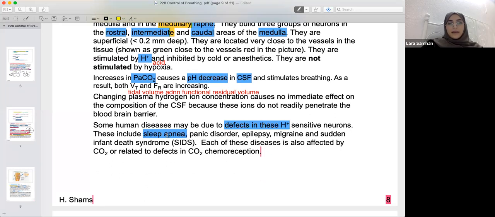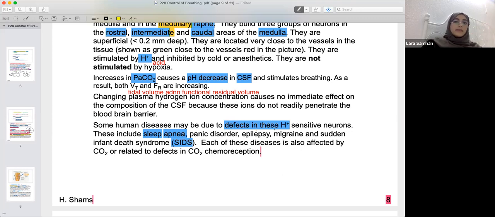Sleep apnea: if we have the prefix "a" before any word, it means no. For example, apnea, we have many other words, okay? So pnea is breathing, apnea is no breathing. So somebody is going to sleep and they have apnea, it means no breathing. We can have panic disorder, epilepsy, and many more examples, SIDS, which is the sudden infant death syndrome.